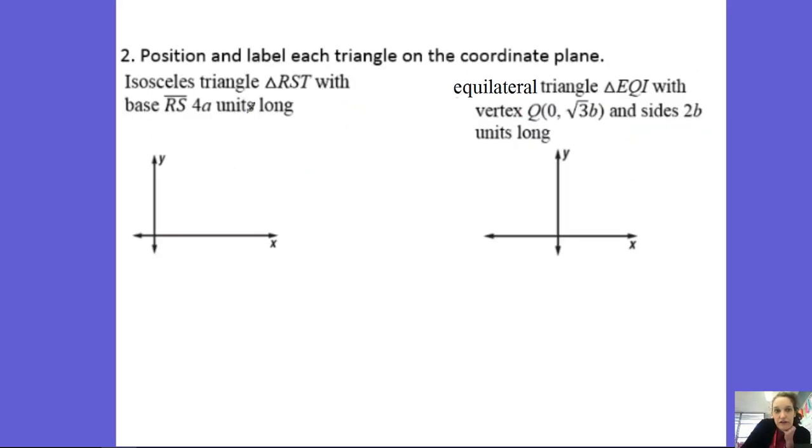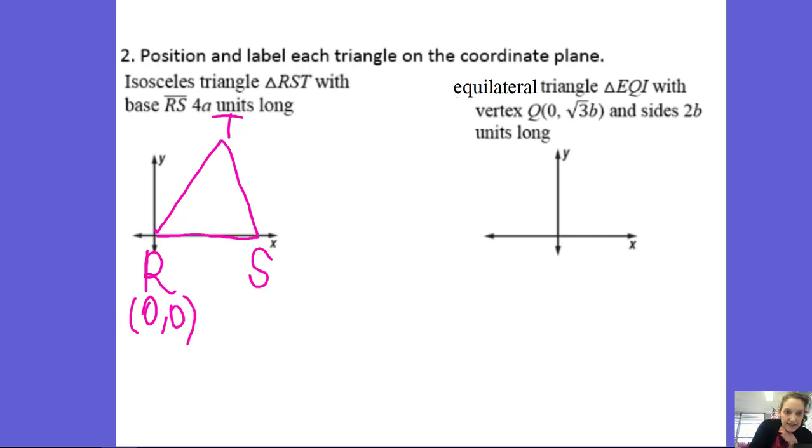Then I'm going to actually draw the triangles this time. I want to draw isosceles triangle RST with base RS. So I'm going to start at the origin and use one of my axes, the x-axis, as one of the sides. I'm going to make this my base, RS, which means that T is up here. And this R is at 0, 0. And S can be found: if RS is 4a units long, that means I'm going 4a units to the right. S is still an x-intercept, so its y coordinate is still 0. It's 4a, comma 0, because I went 4a units to the right.